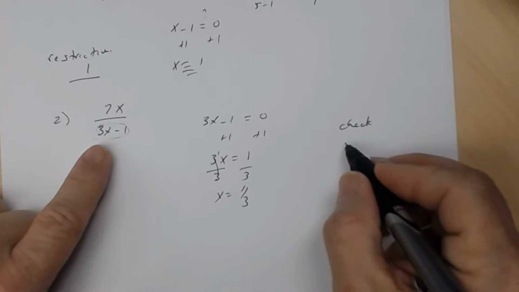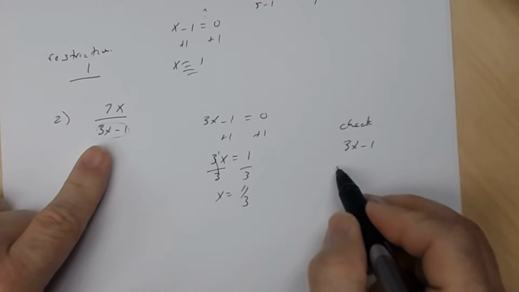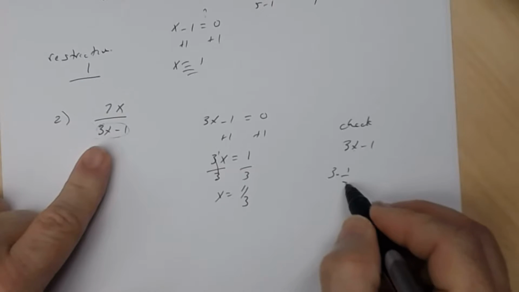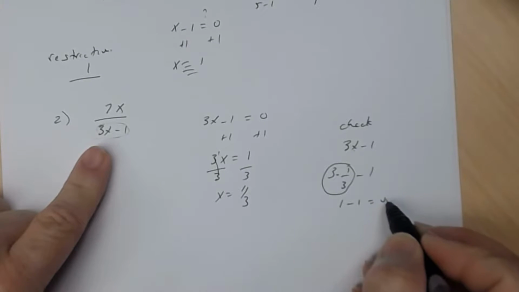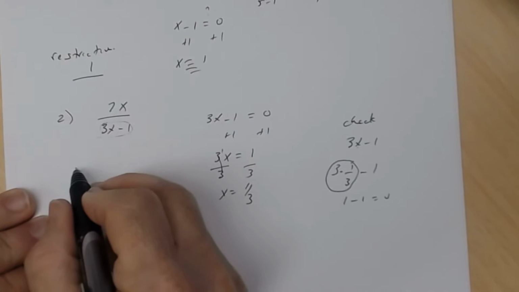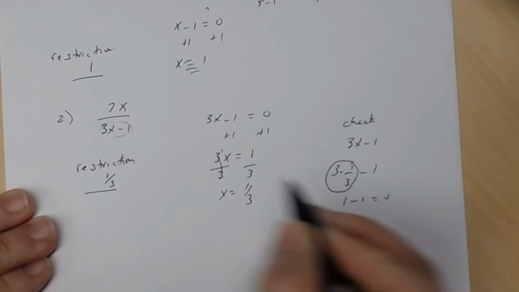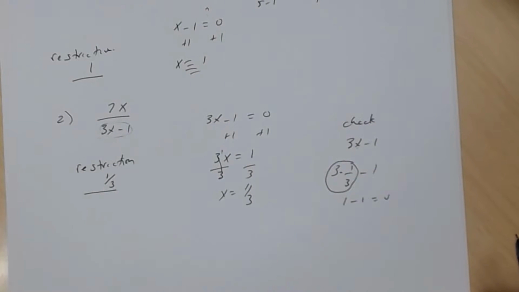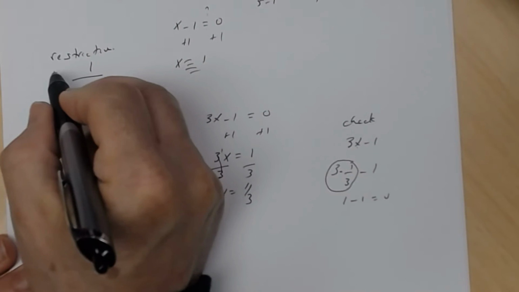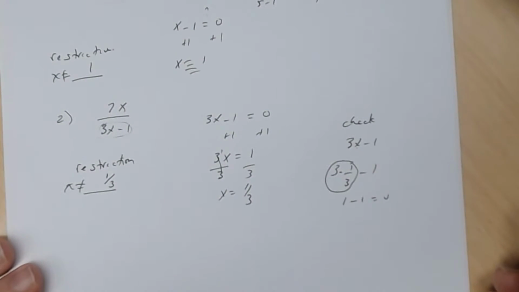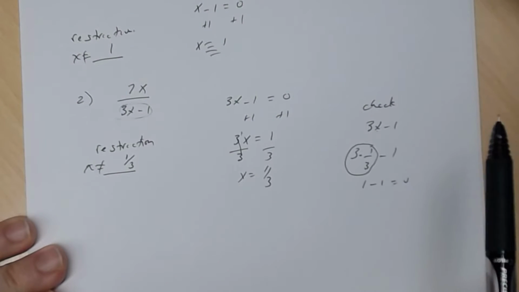So I have my expression 3x minus 1. And where we see the variable x, I'm going to substitute 1/3. So I get 3 times x, which I'm saying is a third, minus 1. And remember, 3 times a third is 1. 1 minus 1 is 0. So that makes the denominator 0. So your restriction for this example is going to be when x is 1/3. So basically you're saying that x cannot equal 1/3, because 1/3 makes this denominator 0.